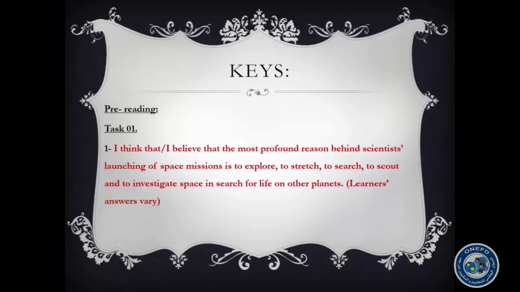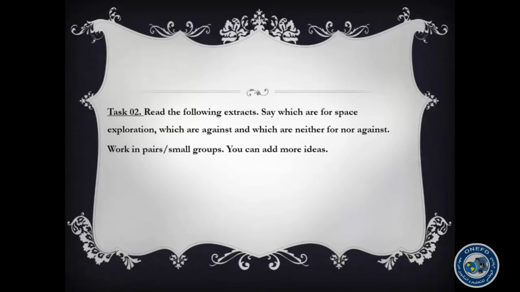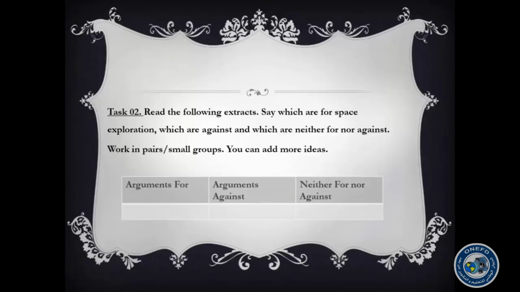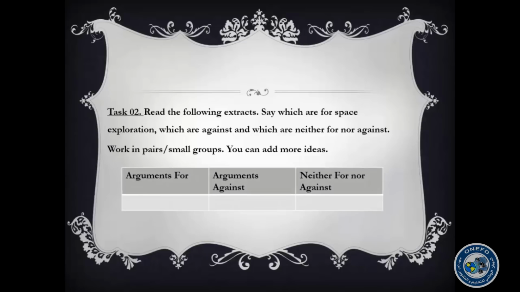Okay, so let's move on to task 2. So task 2 is a sort of reading activity. So, read the following extracts, say which are for space exploration, which are against, and which are neither for nor against. You can work in pairs, small groups, and you can add more ideas. So the next extracts speak about space exploration, as you answered that we launch space missions in order to explore space. So our theme for today is space exploration.